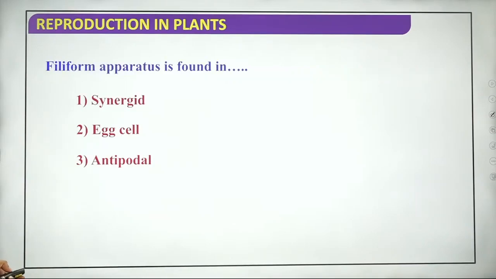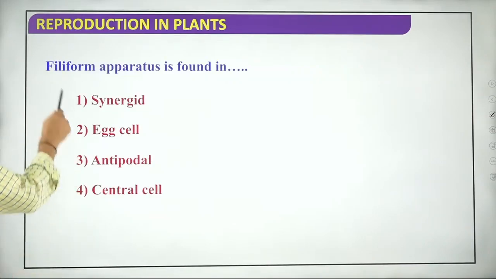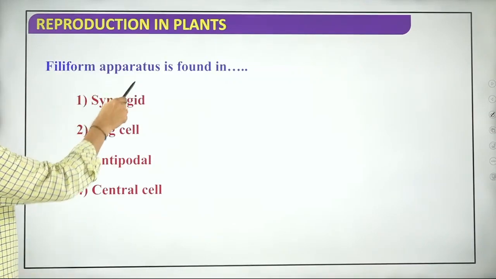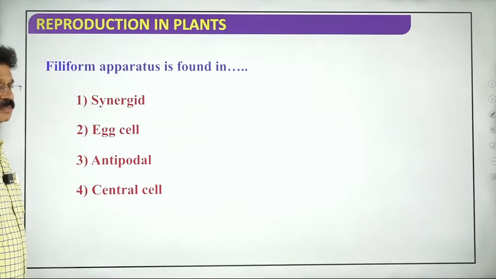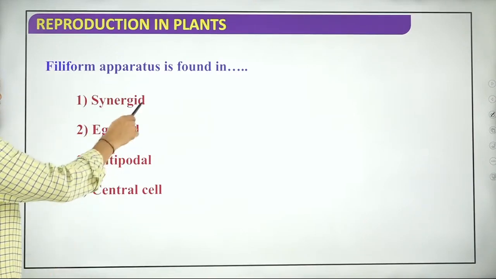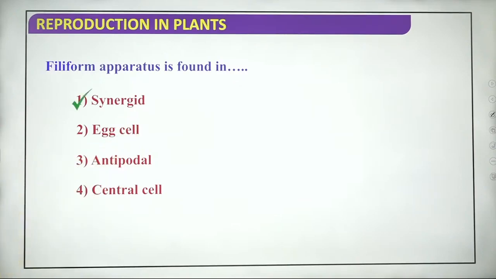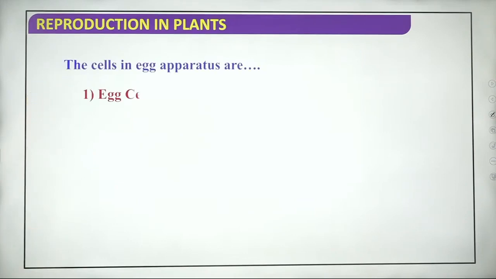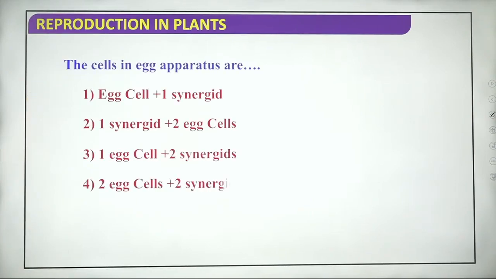Filiform apparatus is found in. Filiform or finger-like projections are found in, the answer for the question: synergids. Synergids in the egg apparatus possess the filiform apparatus.